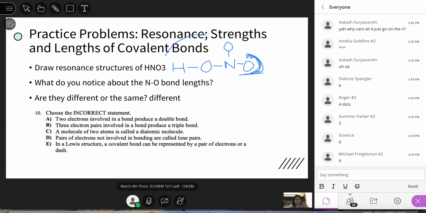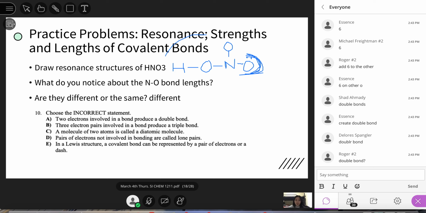And then what do we do next? Is there anything else? Because hydrogen's full, right? Because we have 2. So what about the other oxygen? That's 6 to the other one. Okay, 6 on the other. Is there something else we could do instead of adding 6 up here? Because if we add 6 here and then we add 4 more here, nitrogen is what? It's not full. Create a double bond, exactly.